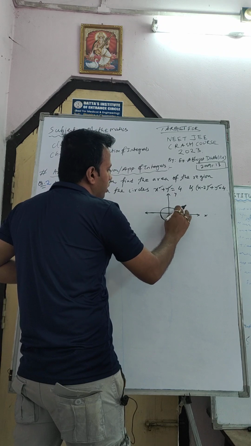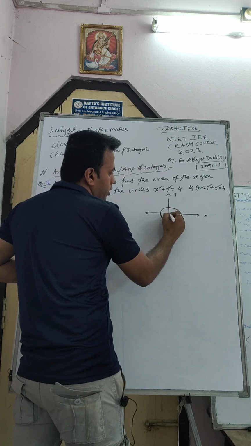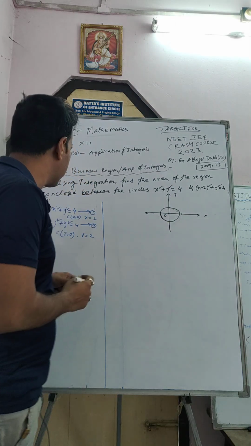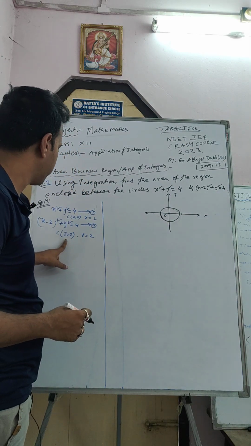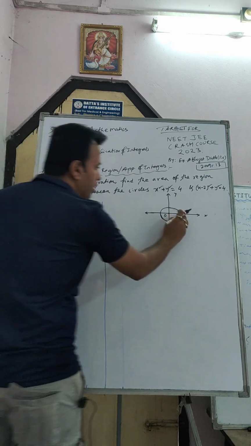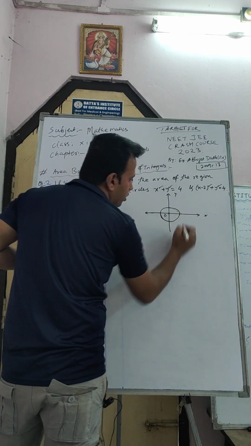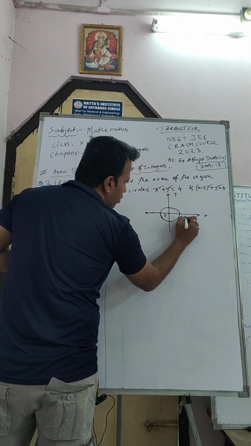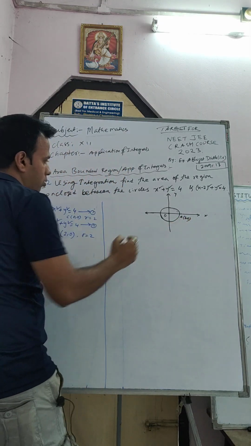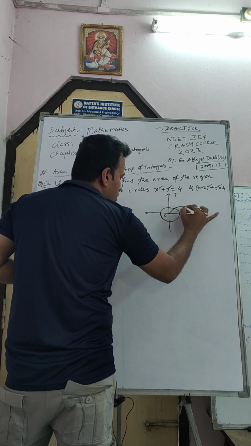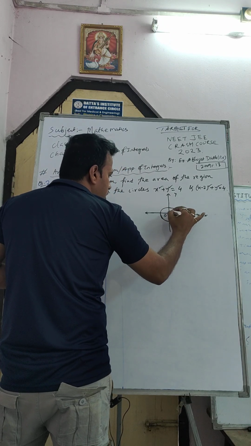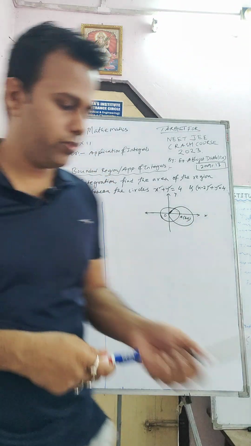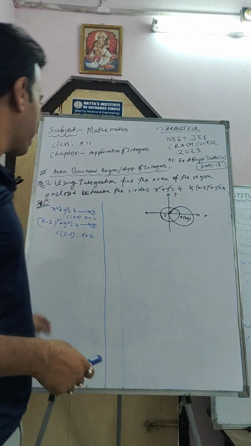Okay, this one is one circle. Center is (0, 0), this one is the origin. Another circle passes through the origin, and its center will be at this coordinate A, which is (2, 0). Now we have to find out the enclosed area.